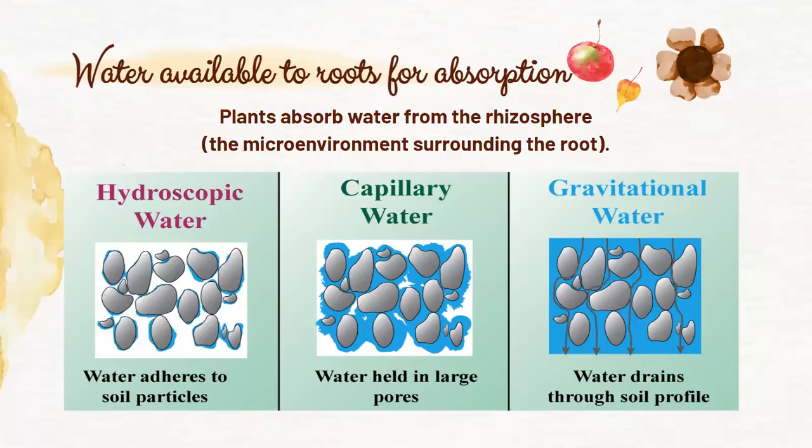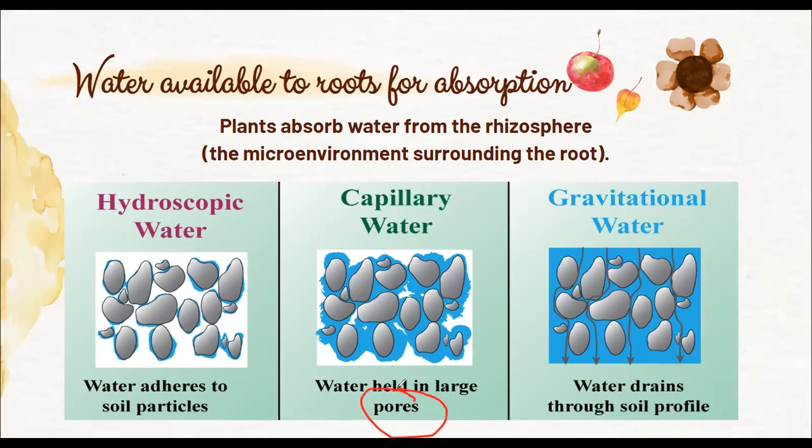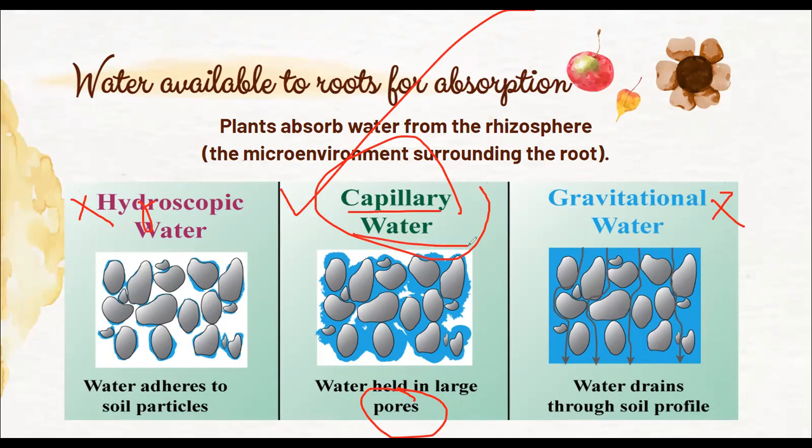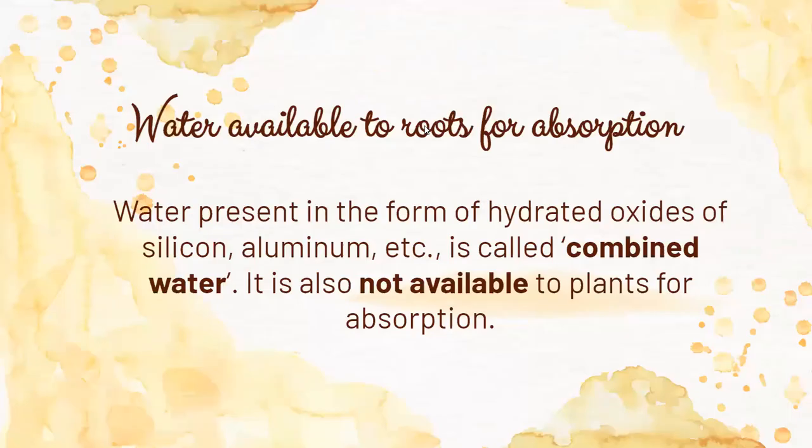Only the water which is held in the pores over here. Can you see? In between the soil particles. You have the soil particles onto which the water is adhered. That is not available. But the water which is present in between the soil particles, in these small spaces called pores, is known as capillary water, and this is the water which can be taken up by the plant. So you have hygroscopic water and gravitational water which the plant cannot utilize. The plant can only utilize the water held in between the neighboring soil particles, in the pores, for its absorption. Combined water is not available.